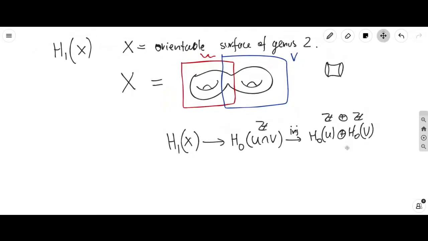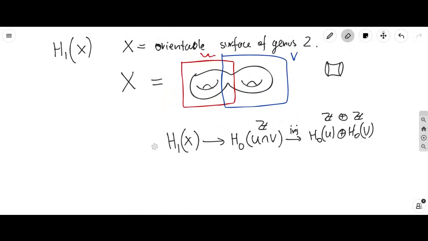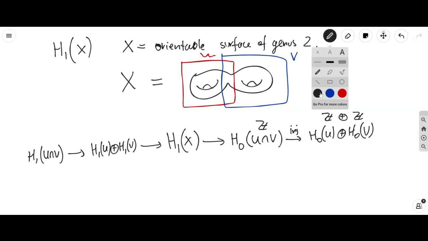Now for the next one, this is going to be H1 of U plus H1 of V. And then we have H1 of U intersect V, like this. So we have all of these maps. And let's give these maps names. Let's call this one alpha. We call this one beta, gamma, delta, like that.